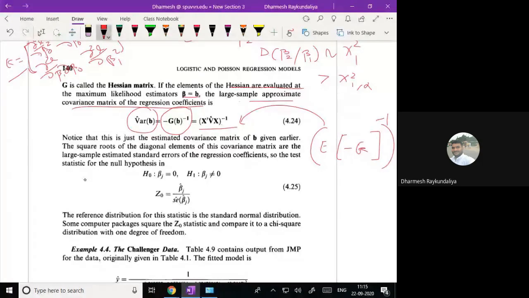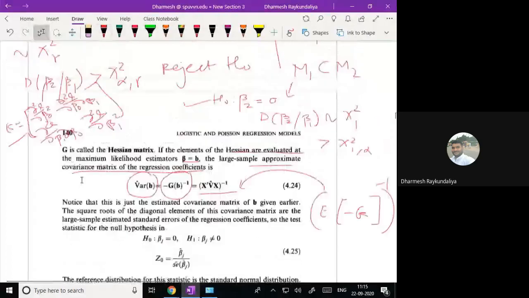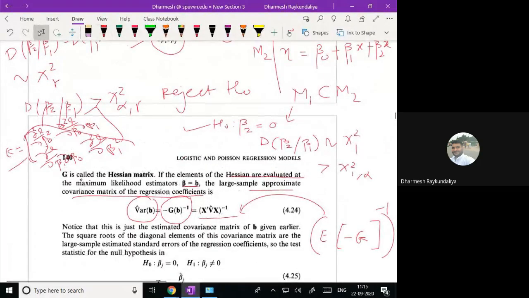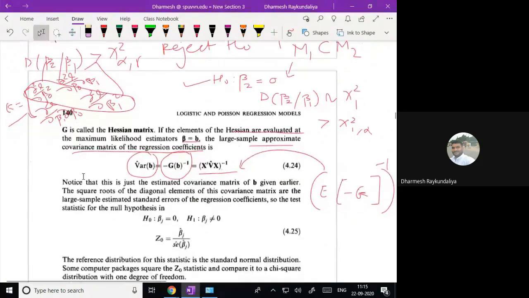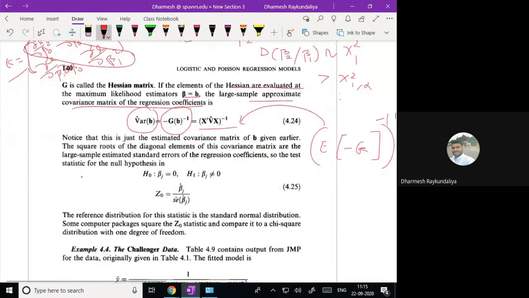Now if we know the b's and the corresponding variance-covariance matrix, then the diagonal elements give the variances of the corresponding estimators, and when you take the square root, it gives the standard errors. So it is the estimated standard error of a regression coefficient. Just take the square root of the diagonal values of X' V X inverse, and it gives the standard error of the corresponding estimates.